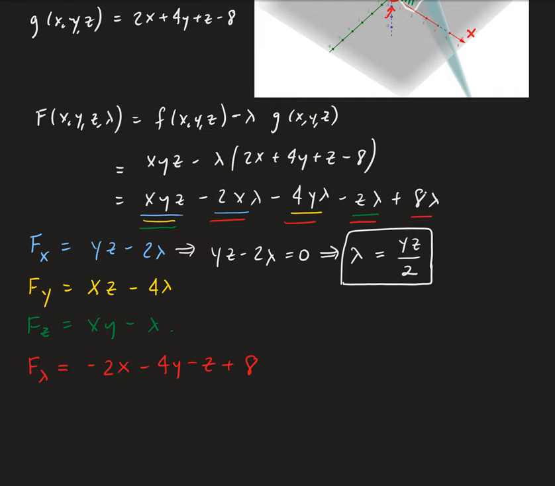Let's go to the next one. Setting this equal to 0, we have xz minus 4 lambda equals 0. And then from here, xy minus lambda equals 0.